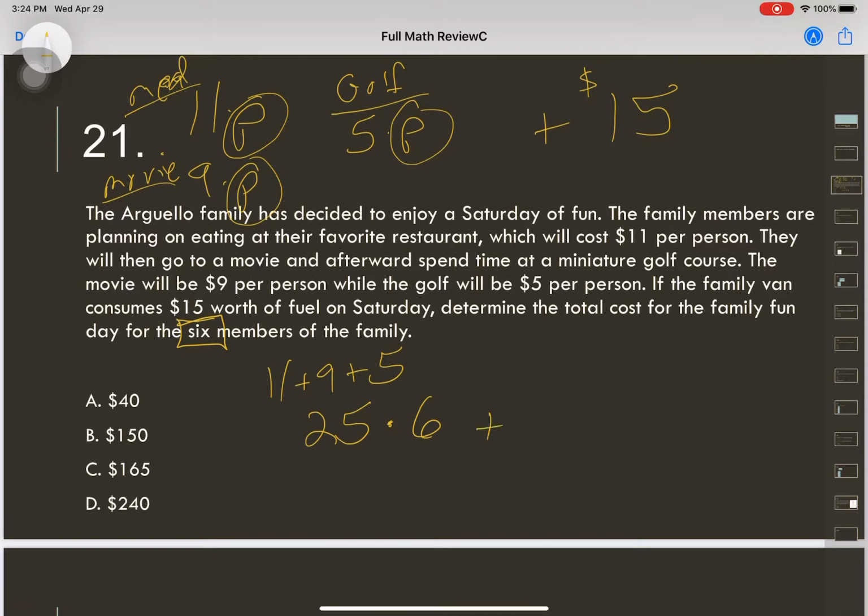Then you have to add the fuel. So 25 times 6, that's 25, 50, 75, 100, 125, 150. It's 150 plus 15 is 165.